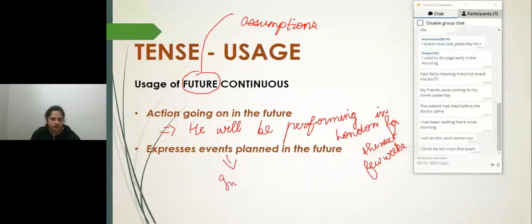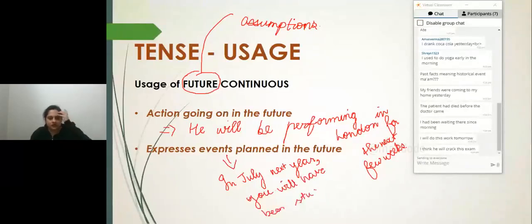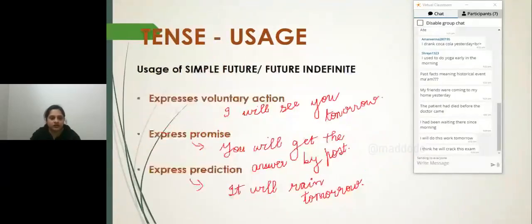For example, in July next year, you're talking about the plan. We, simple, you will have been studying for 3 years. Okay, this little one is very naughty. So, events planned in the future. You will have been... Sorry, I think I gave you the wrong example.